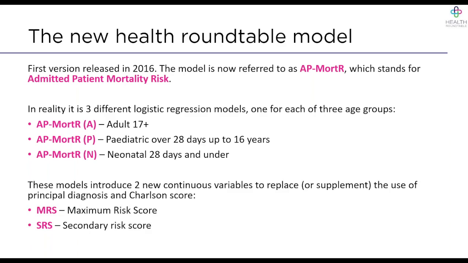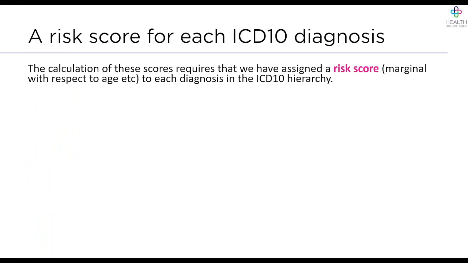And what distinguishes these models is that they introduce 2 new continuous variables to replace or possibly supplement the use of the principal diagnosis and the Charlson score. And we call these MRS for maximum risk score and SRS for secondary risk score. And we make use of these continuous variables in the logistic regression model.